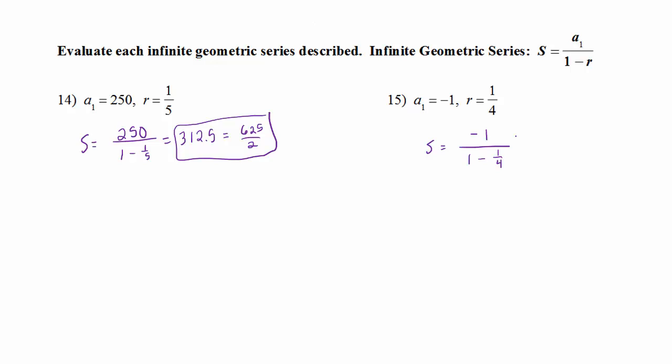So we're going to do negative 1 divided by 1 minus 1/4. Which again, depending on how you type it into your calculator or the type of calculator you're using, you may get a decimal, which is negative 1.3 repeating, which as a fraction is negative 4/3. Either answer is okay, so whichever one you want to do is fine with me.